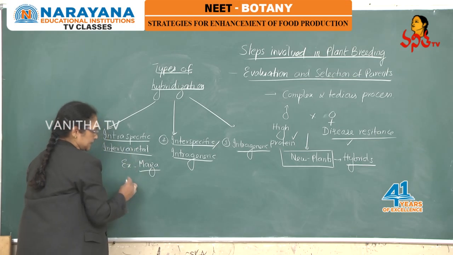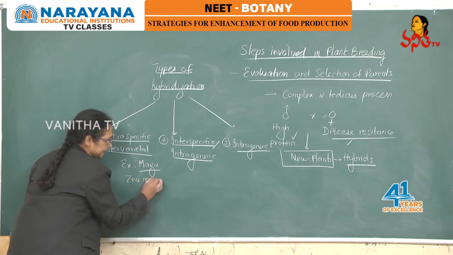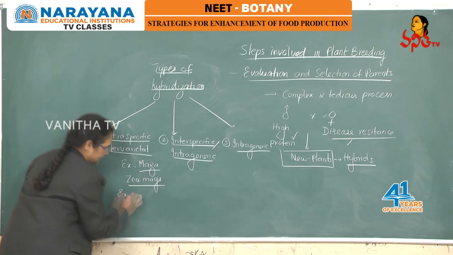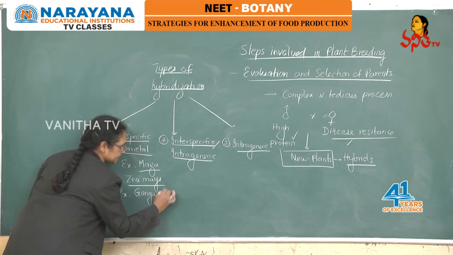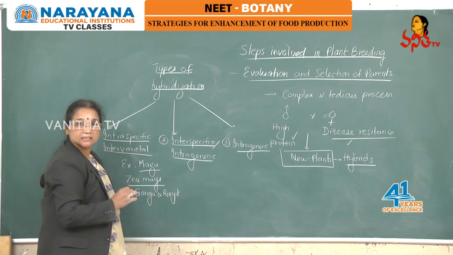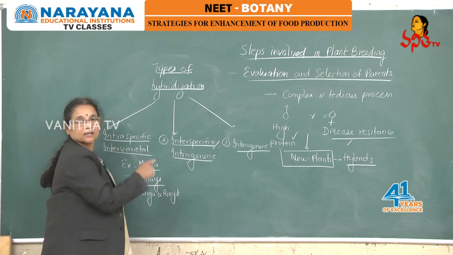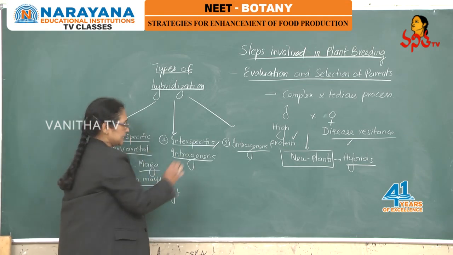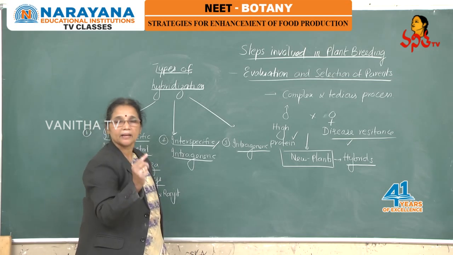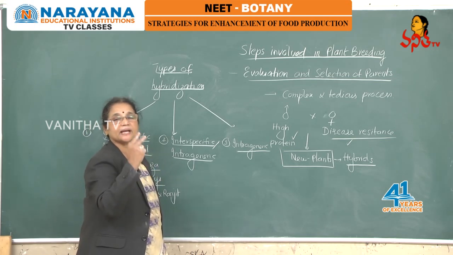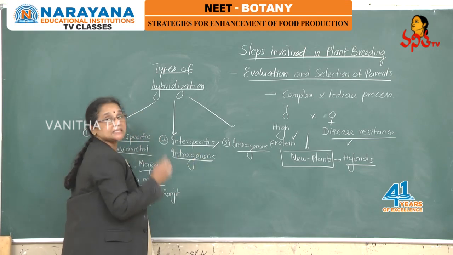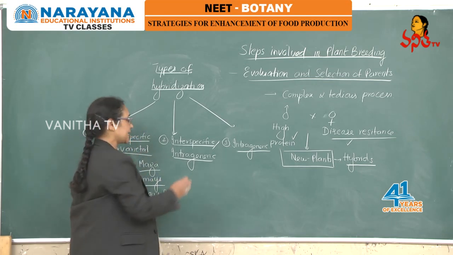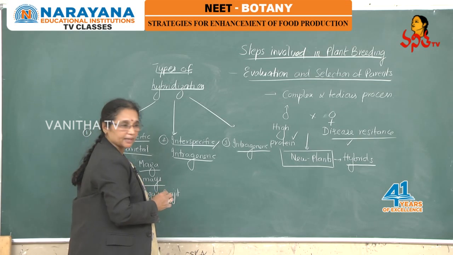In maize, two different varieties are crossed to produce the hybrids. For example, Ganga and Ranjit varieties of maize are the best example of intervarietal or intraspecific hybrids. Right, children? Then interspecific or intrageneric: if a cross is made between two plants of different species but the same genus, it is called interspecific or intrageneric.